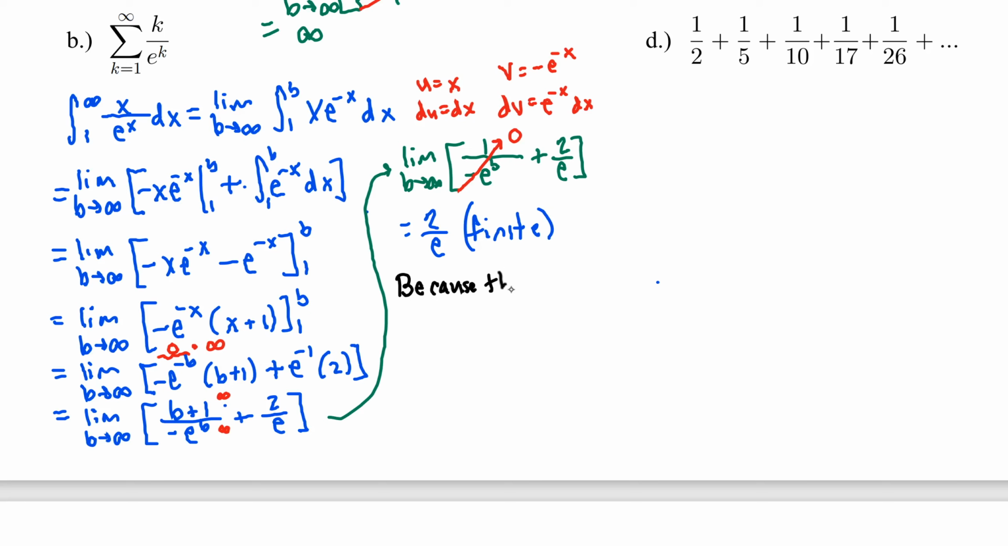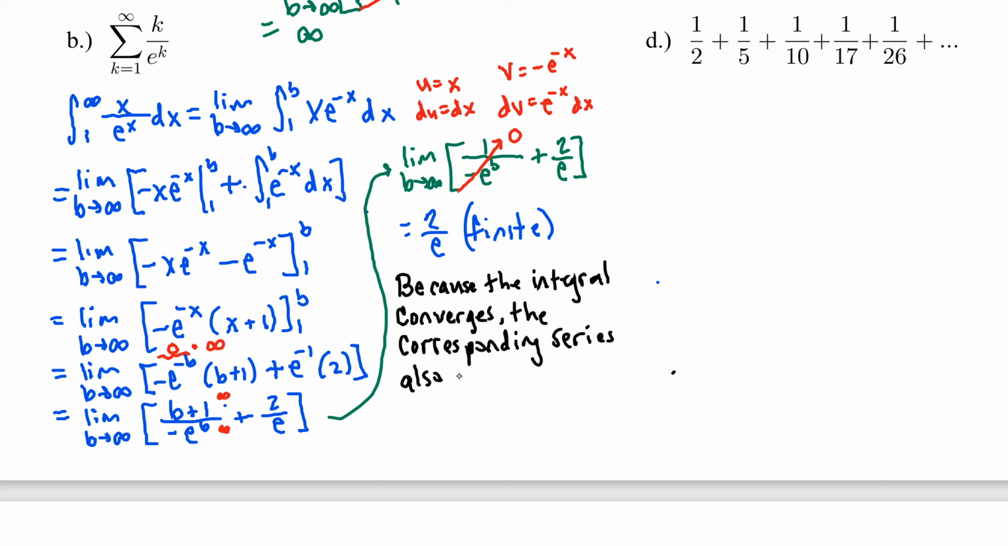Because the integral converges, the corresponding series also converges, but not necessarily to 2 over e. The value of the integral is 2 over e. The value of the series is either the same or less than 2 over e. So our goal here is not to sum the series. We have achieved our goal of simply determining whether it converges or diverges.